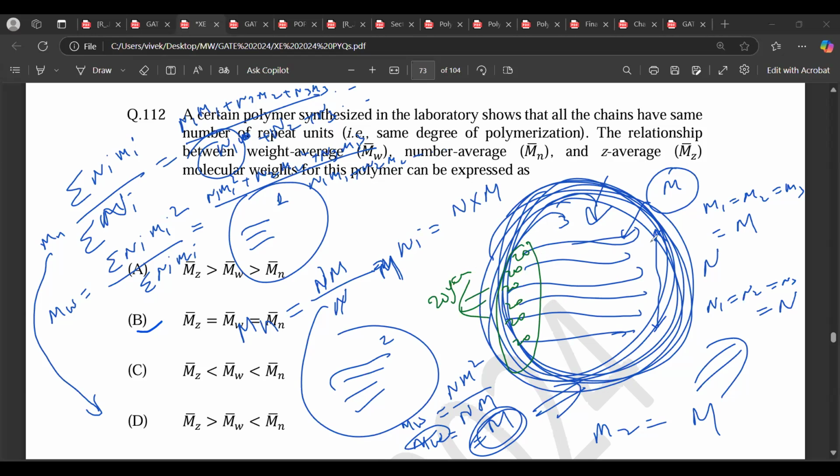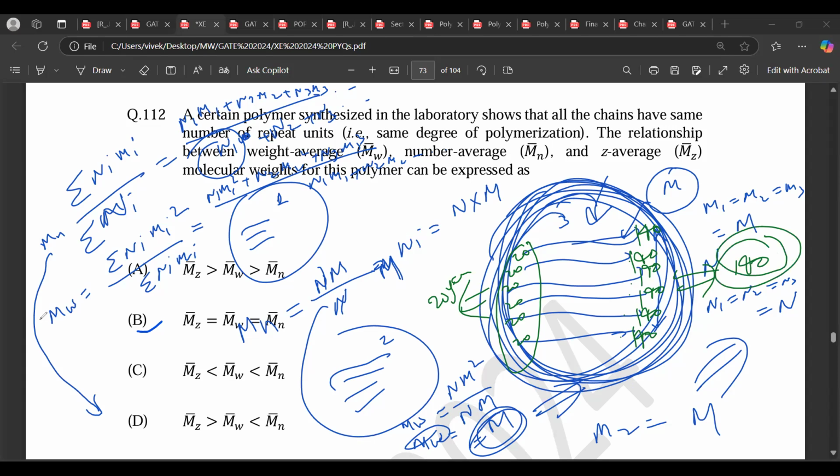For example, Virat Kohli scored in 1, 2, 3, 4, 5, 6, 7 innings. In every inning, he scored 140 odd runs. Why not think positive, right? So 140 odd runs. What is the average? Average is 140. So it doesn't matter whether you are doing number average or weight average or Z average, all of them will be only 140, right? That is what monodisperse means, okay?